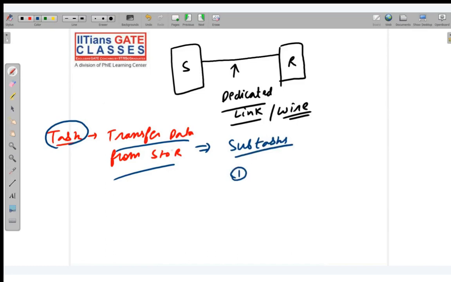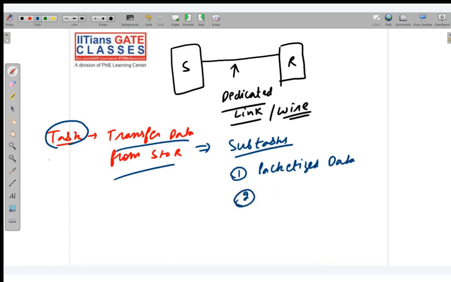The very first subtask: assume the sender sends all the data at once to the receiver. When it is transferring the data, some noise, some unwanted signal, comes into the picture, then obviously the sender has to repeat the entire data. That should not be done. So the very first subtask should be that data should be packetized. Data should be divided into small packets, and these packets must be transferred from sender to receiver. In place of sending the entire data, the sender should first divide the data into small packets. I am writing in shortcut manner just to save time.